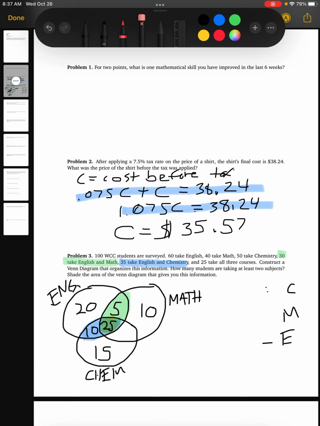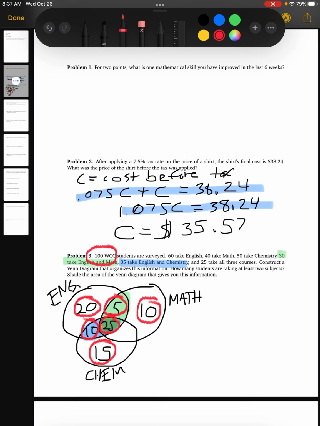So now I've got my Venn diagram full, and I'm just going to go through and see how many people are taking these classes, right? So I'm going to add up each of these numbers. 20 and 5 gives me 25, and another 25 gives me 50, 60, 70, 85 people total.